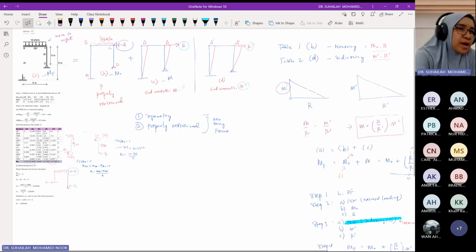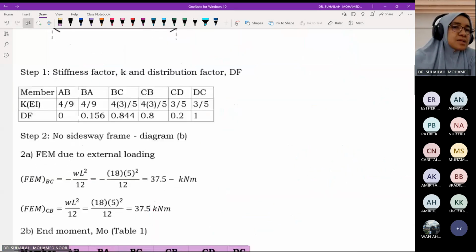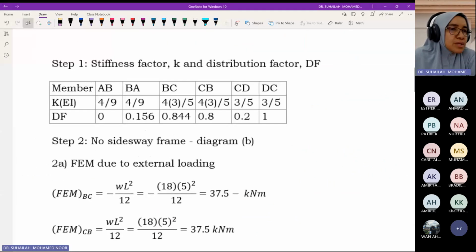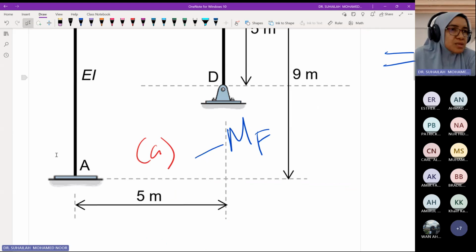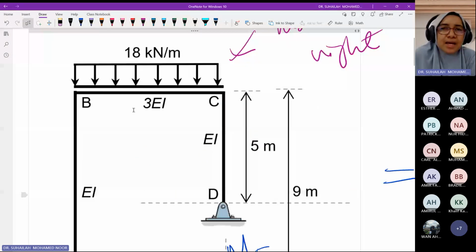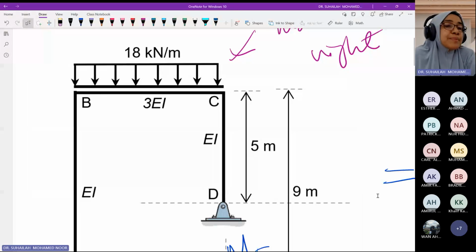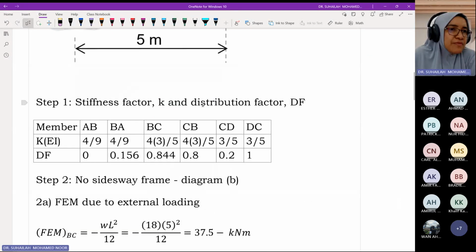Okay, so this is step 1. In this diagram, AB is 9 meters. This is fixed, so this is 3EI. This one is a pin, remember the pin condition, we have to be careful with the pin condition. Okay, so for stiffness factor and distribution factor, don't get confused.